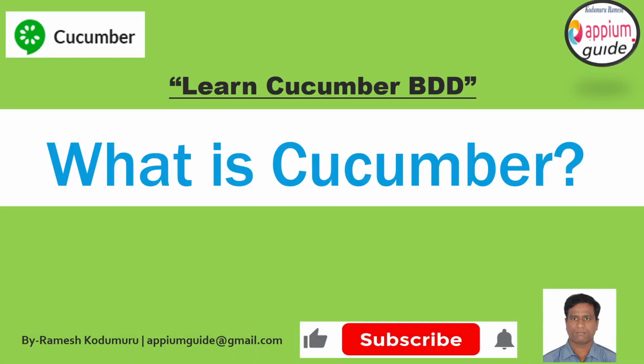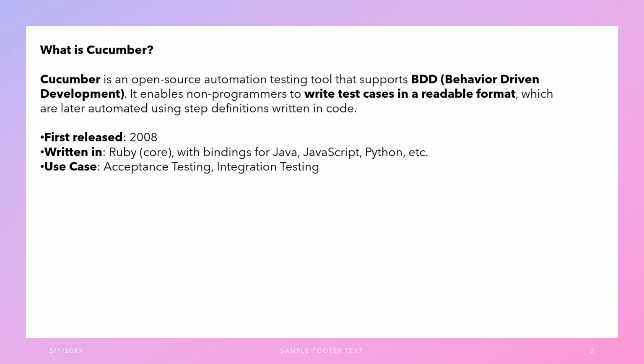First we'll understand what is Cucumber. Cucumber is an open source automation testing tool that supports BDD. BDD means behavior driven development. It enables programmers to write the test case in a readable format. Once we write the test case in a readable format using Cucumber, later we can automate it by using the step definition.